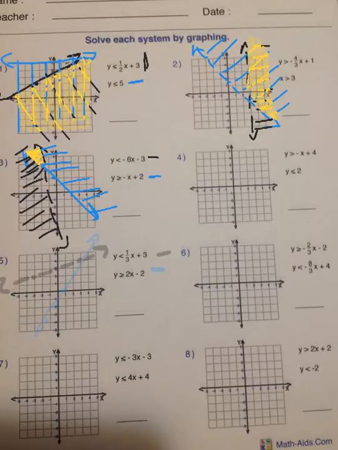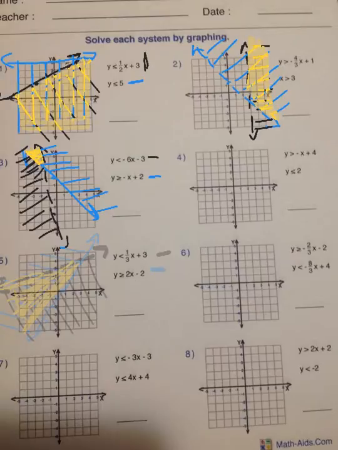It goes up there. So we have the overlap, so this is less than, so it's going to go below. And then this one is greater than, so it's going to go above this way. And you can see the overlap. It's right here. That's the overlap.